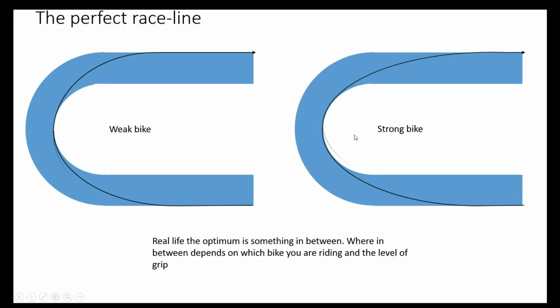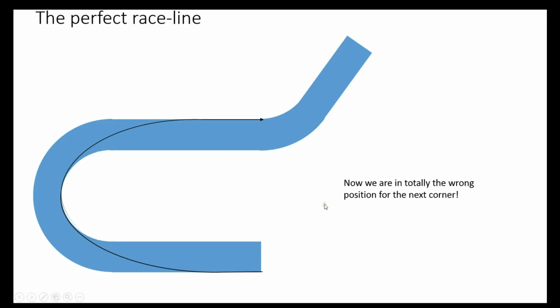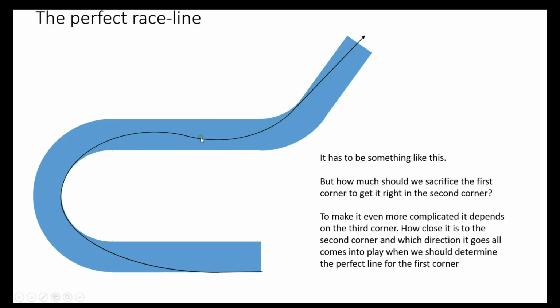And now to figure out which is the best is a balance. It's a balance between what kind of acceleration you have in the bike, how fast you go, and also, very, very important, what's coming after this corner. If we look at this, we have a left-hander now after the right-hander. With this line, we are totally in the wrong position. Probably it should look something like this.